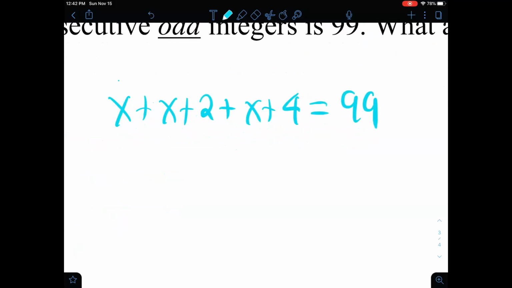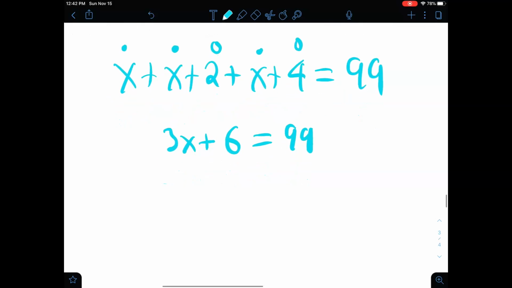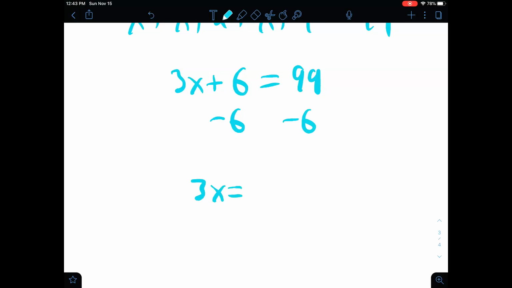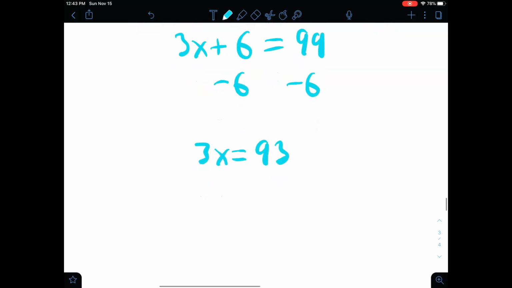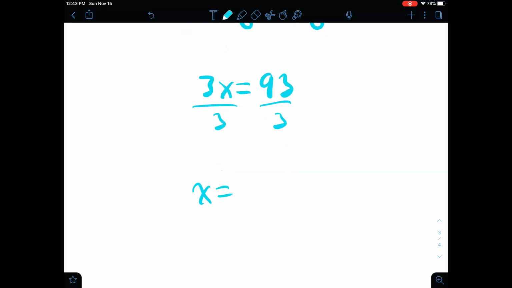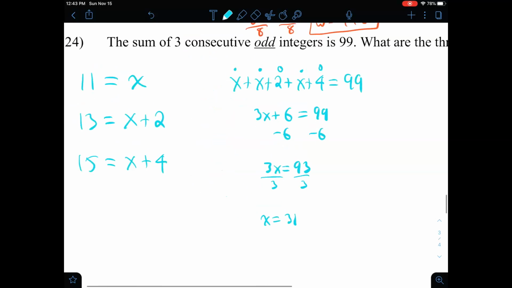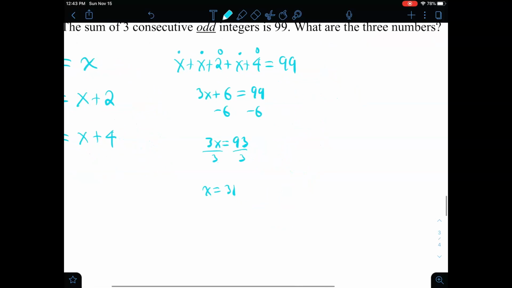All right, anything to distribute here? No. Any like terms? Yes, we have x, x, and x, and we also have 2 and 4. What is x plus x plus x? Well, that is 3x plus 2 plus 4, which is 6, equals 99. Any other like terms? Nope. Now we got to get the 3x by itself, so how do we do that? Subtract 6, so we get 3x equals 93. Solve for x by dividing by 3. x is going to be equal to 31.